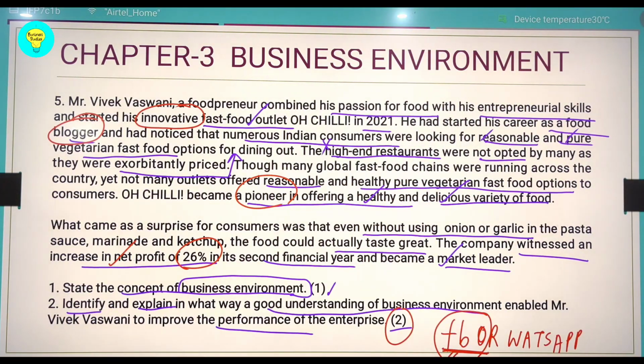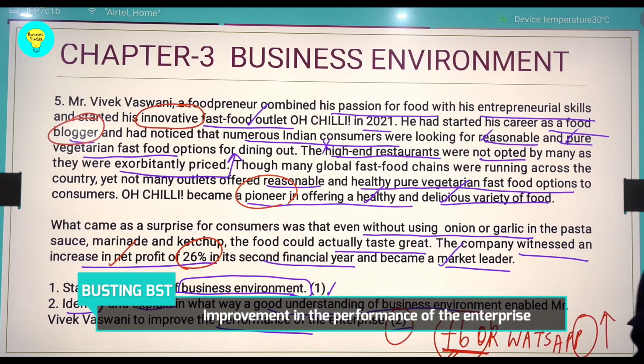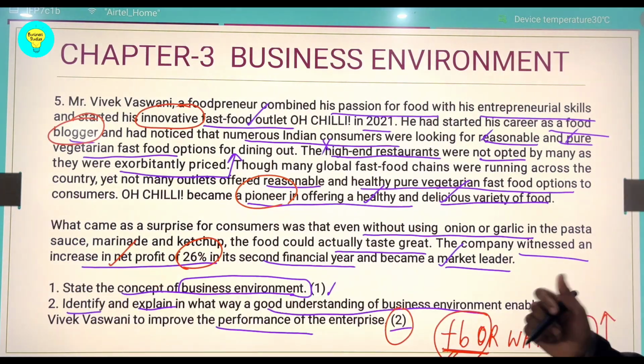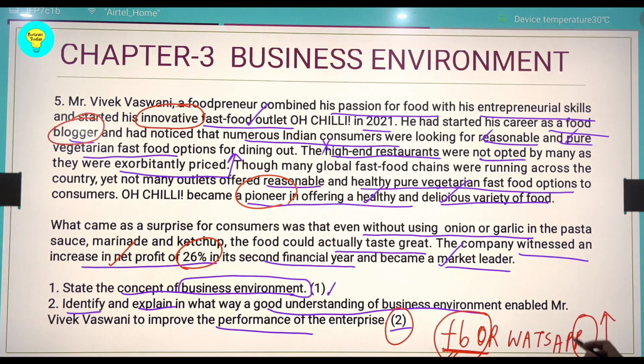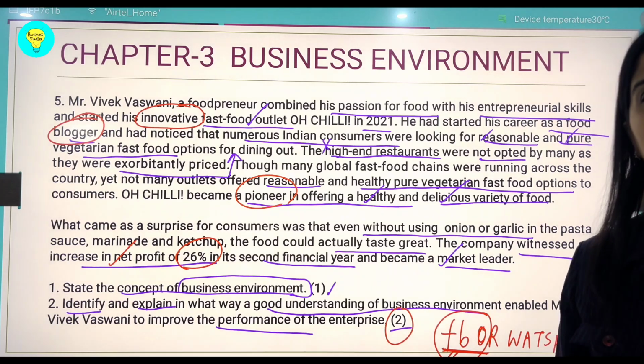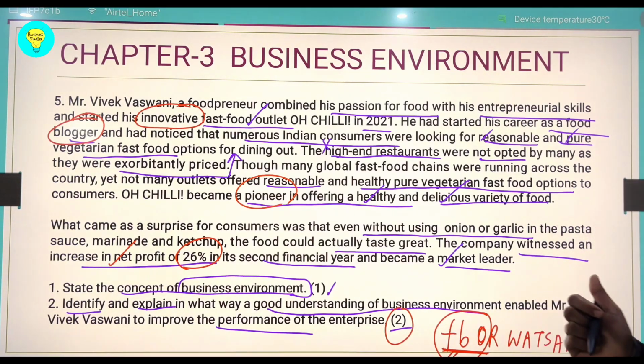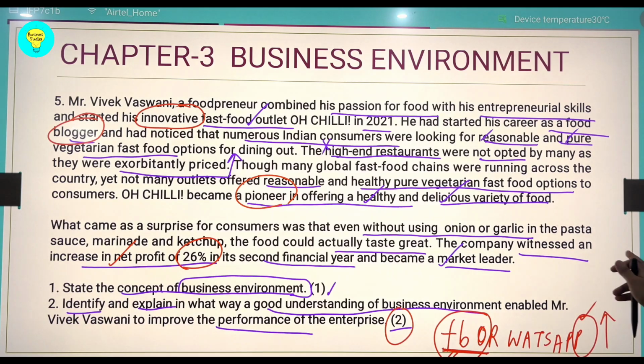Which means that nothing but performance of the enterprise has uplifted, and one of the importance of study of business environment is improvement in the performance of the enterprise, which has been talked about. So out of this you can talk about first mover benefit by harnessing the opportunities, and secondly you can talk about enhancement in the performance of the business by grasping the opportunities and taking the first step forward. So I hope the case studies are clear. Let's see the next one.